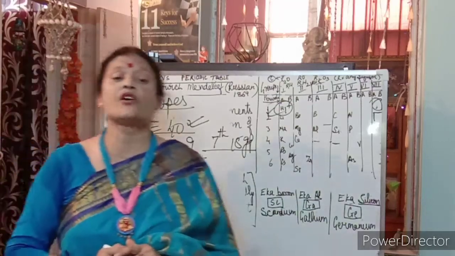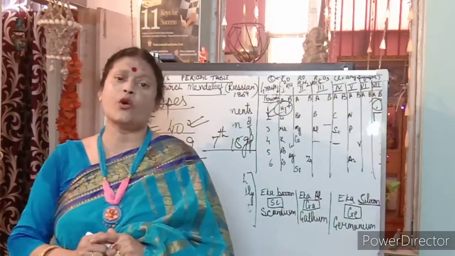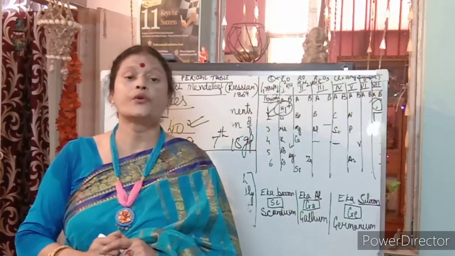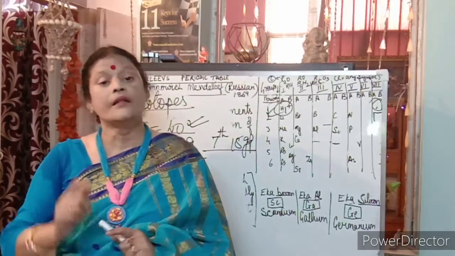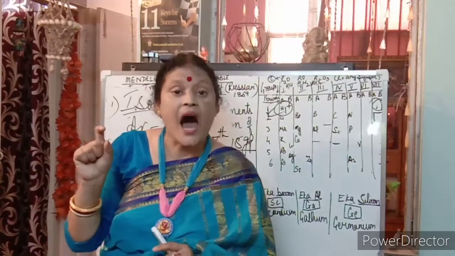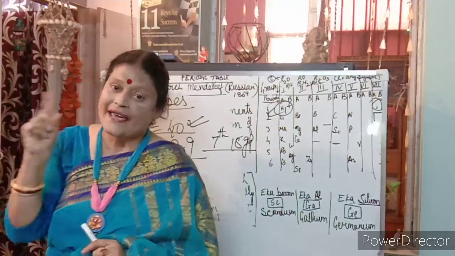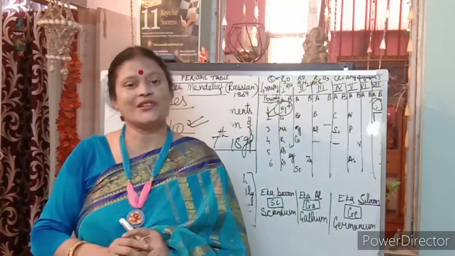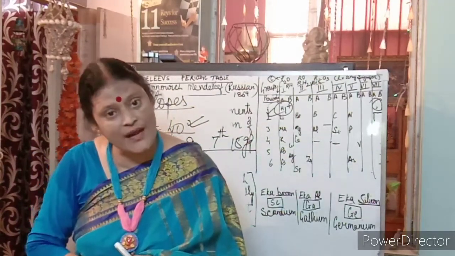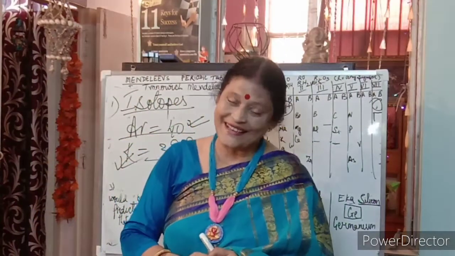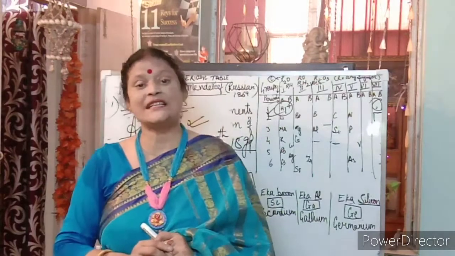So what does his law say? It is the same law, but instead of atomic mass, Mendeleev's, he made it atomic number. The properties of the elements are the periodic functions of their atomic number. Learn one law and both will be remembered. In Mendeleev you write atomic mass and here you note atomic number. Clear?